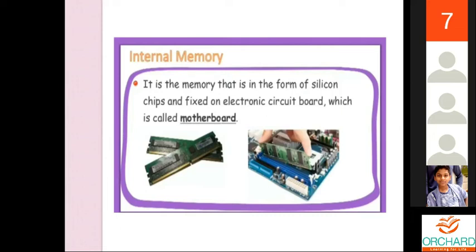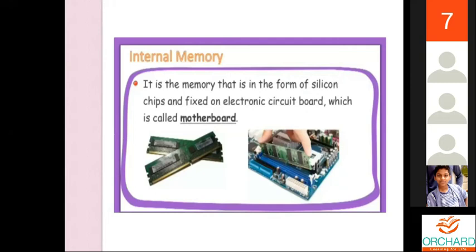It is faster when compared to the secondary memory. It is the memory that is in the form of silicon chips and it is fixed on the electronic circuit board which is called motherboard. See, if you open the CPU, you can see this board. This board is called a motherboard.